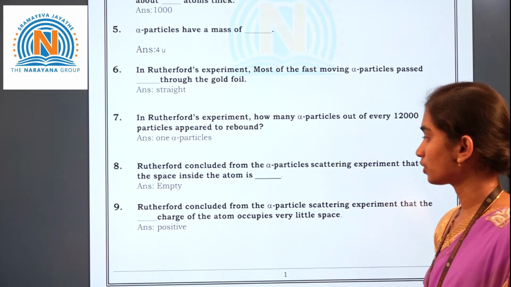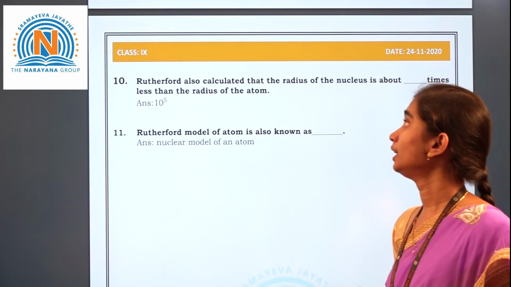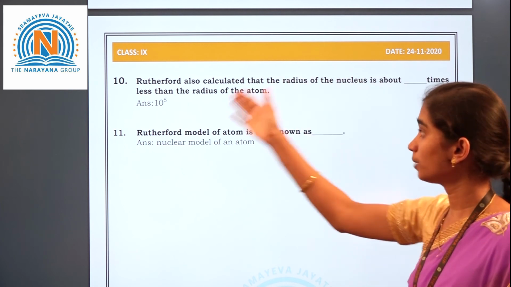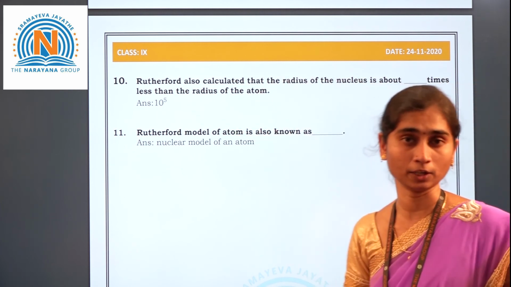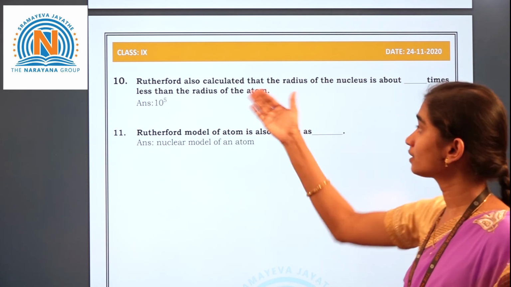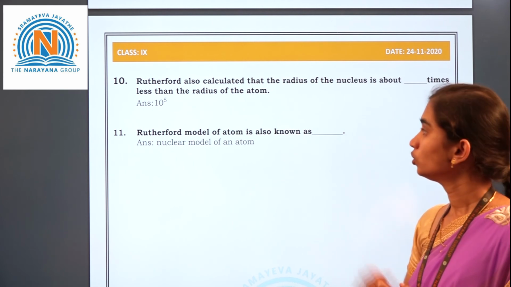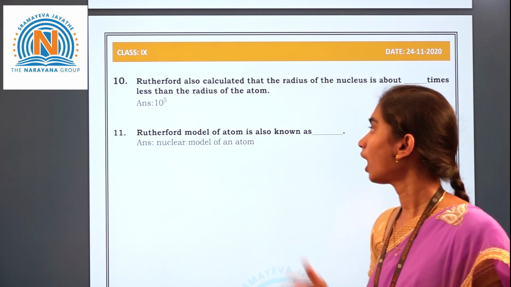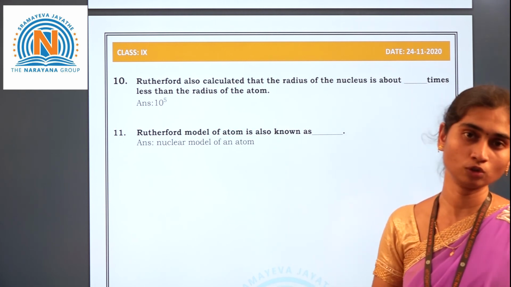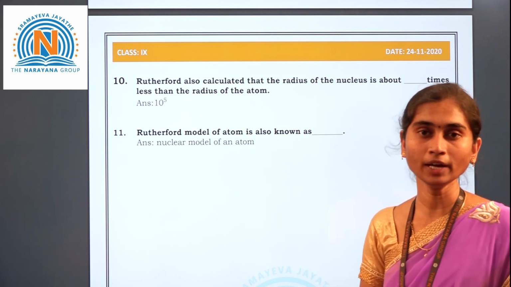The next question: Rutherford also calculated that the radius of the nucleus is about dash times less than the radius of the atom. How many times is the radius of the nucleus less than the radius of the atom? 10 to the power 5. Next one: the Rutherford model of an atom is also known as the nuclear model of an atom.